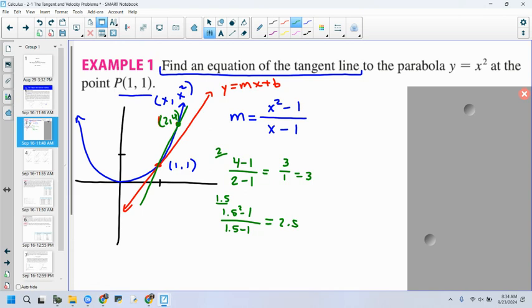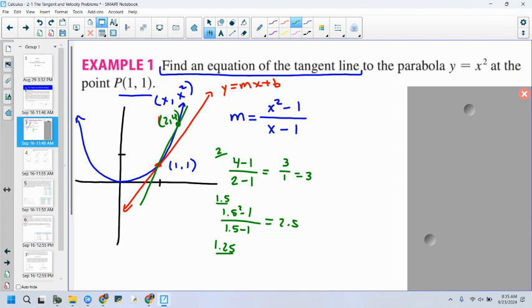Still not very accurate, is it? Maybe we should try 1.25. Now, do we all understand why we can't just plug in 1? What would happen if I plugged in 1 to this thing? It's not in the domain, right? Bottom turns into 0. So I know I can't plug in 1.